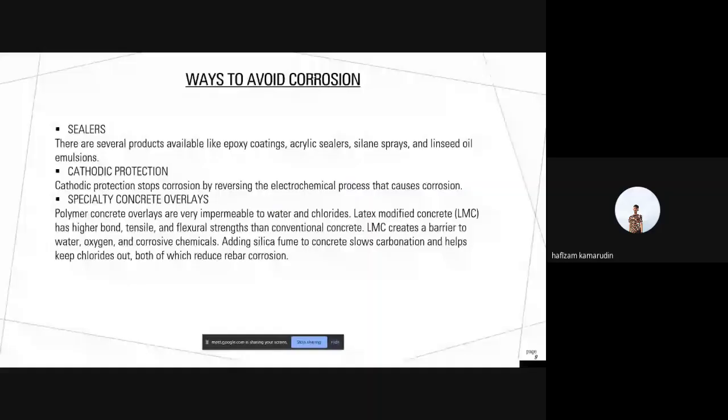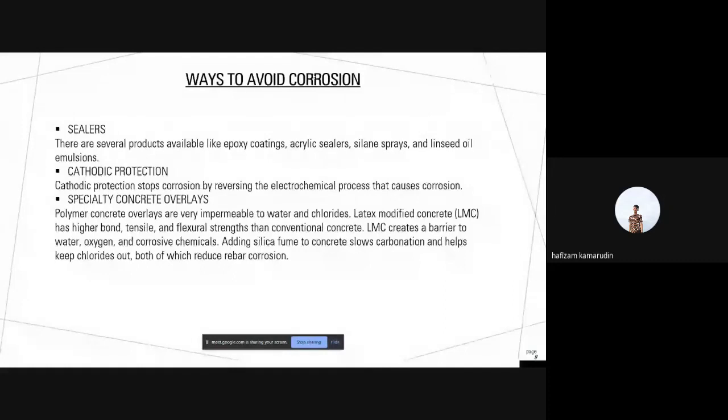Next, cathodic protection. Cathodic protection is often used to mitigate corrosion damage to active metal surfaces. Cathodic protection can stop corrosion by reversing the electrochemical process that causes corrosion.